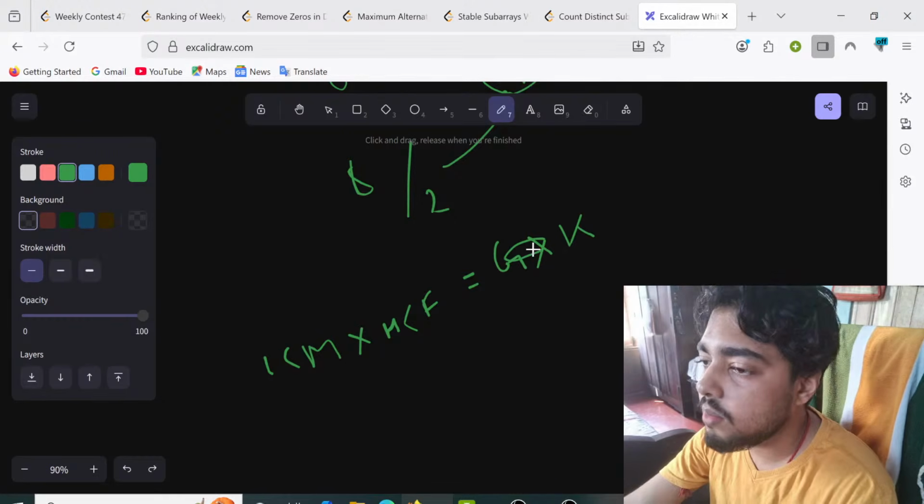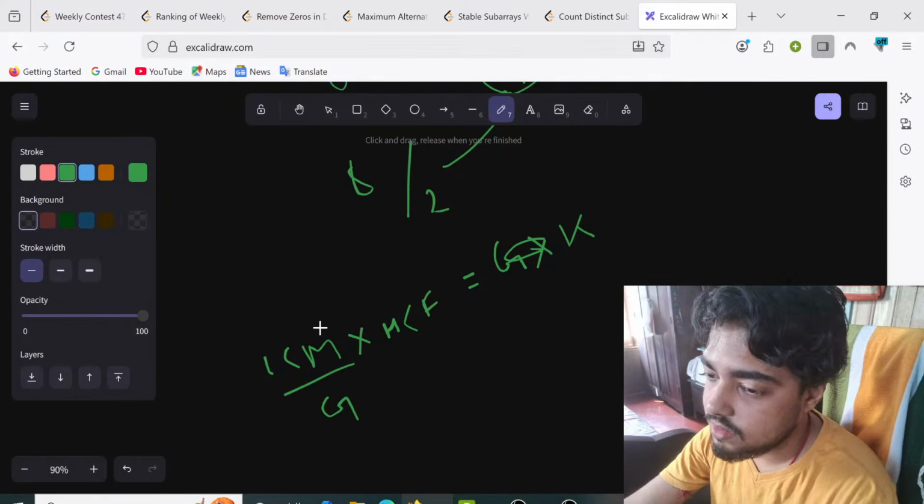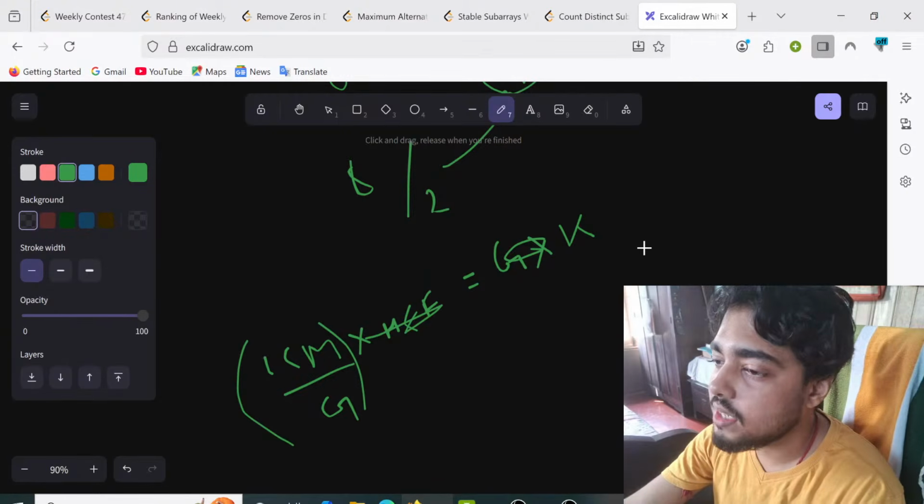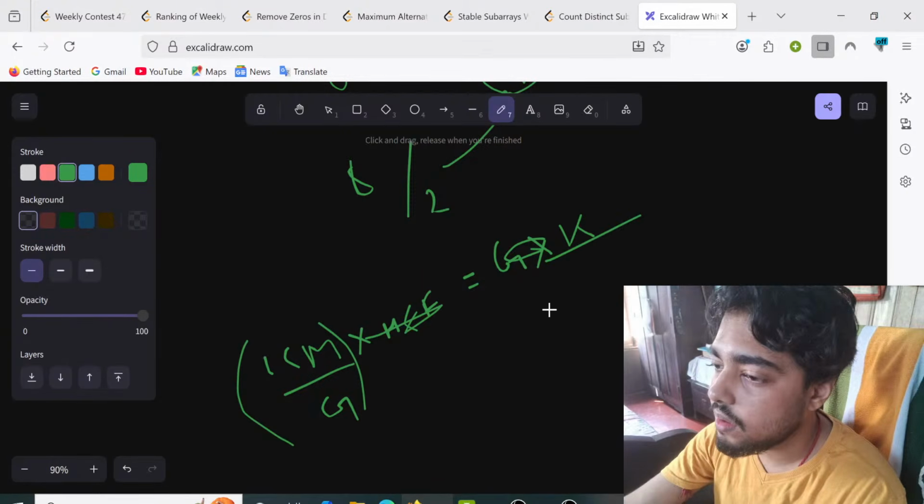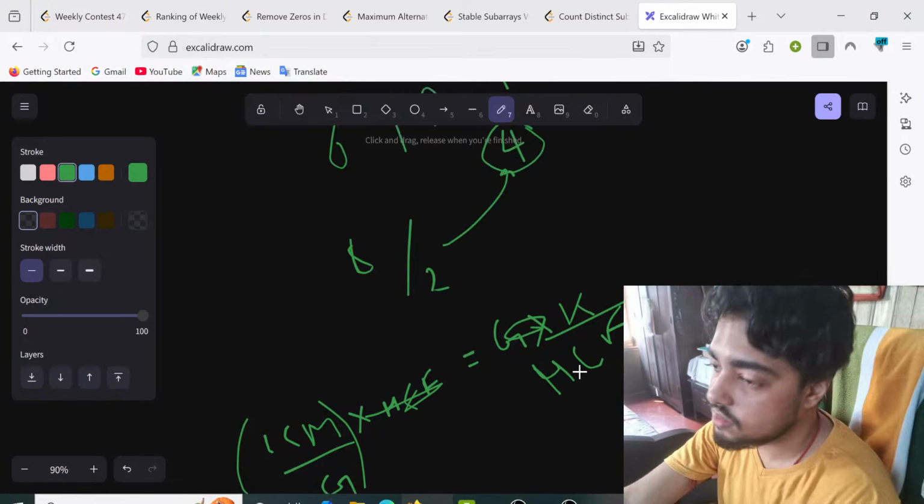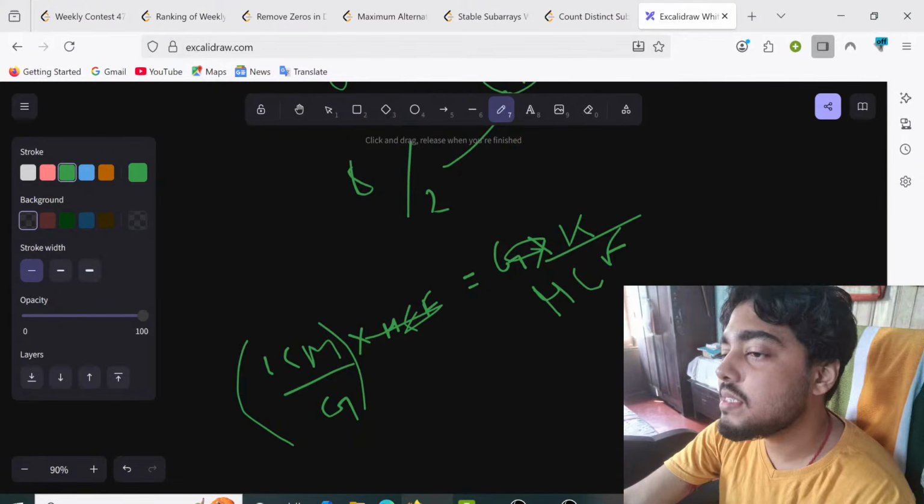So I can remove this G and put it over here. And this is what I need, right? This is the number of times that I need. Which is, I can put this HCF over here. That is K by HCF. Okay. Now I hope the arithmetical equation is well understood. So we need K by HCF times.